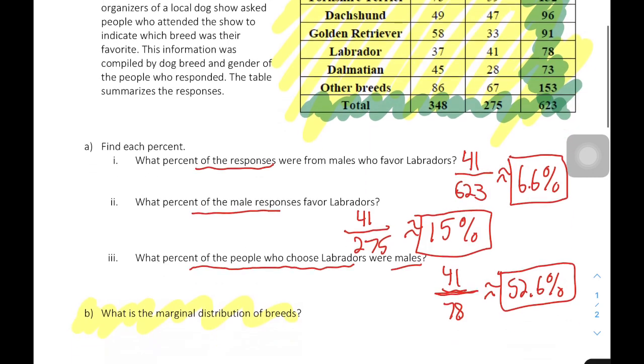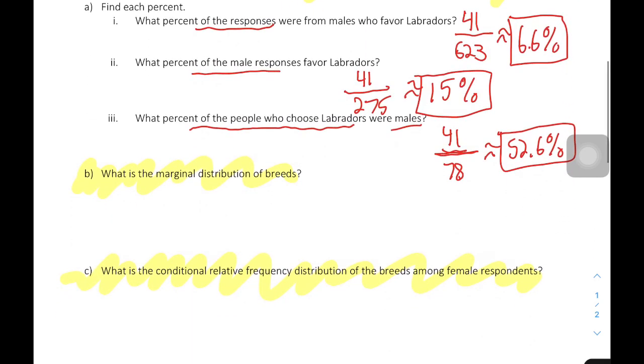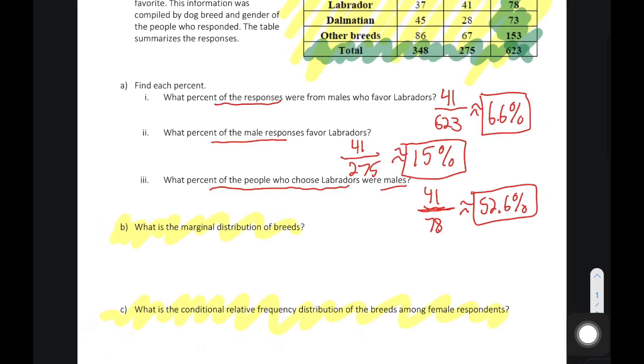What I do think right now many of you don't understand yet, or don't have a solid understanding of, would be these next two questions. What is the marginal distribution and conditional relative frequency distribution? So that's not on you guys. I just haven't explained it enough for you to understand what it means. That's why I'm making this video.